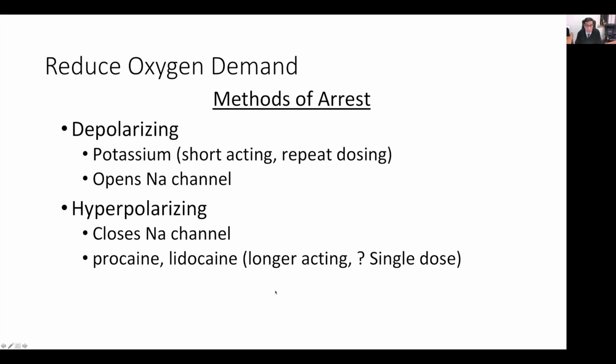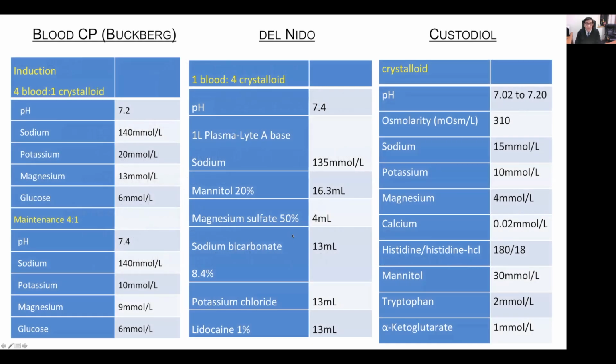And you can add that to the cardioplegia to achieve what we call hyperpolarizing arrest. This is a graph of the different types of cardioplegia that are used most commonly. Buckberg blood cardioplegia in a concentration of 4 parts blood, 1 part crystalloid.